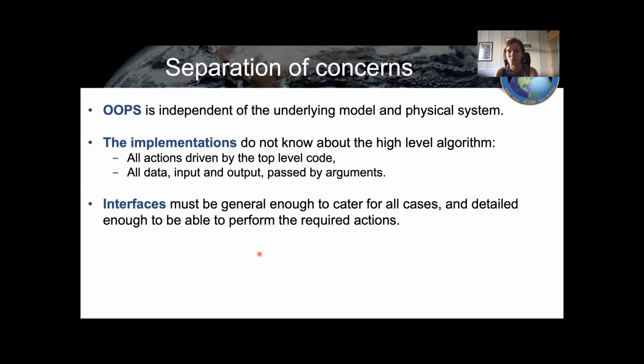The other part of the separation of concerns is that the implementation, so let's say the FA3 or MOM6 implementation of the state interface, doesn't know about the high-level algorithm. So state, model, etc., are implemented and could be used for any of the algorithms in OOPS, which means the interfaces should be pretty clear about what's passed, and everything should be passed through the arguments. And the key in choosing those interfaces was to be general enough to cater to all cases, but also detailed enough to be able to perform the required actions.